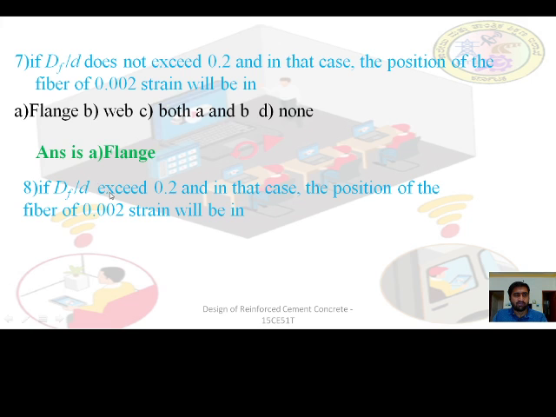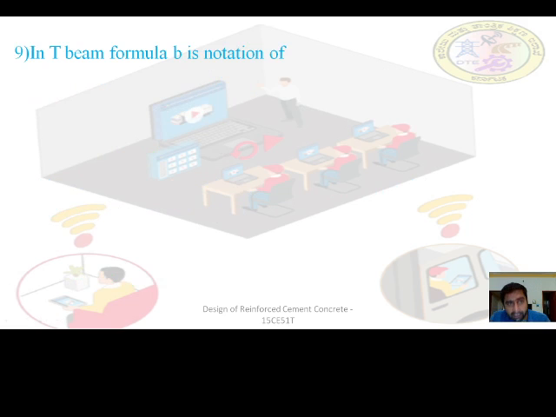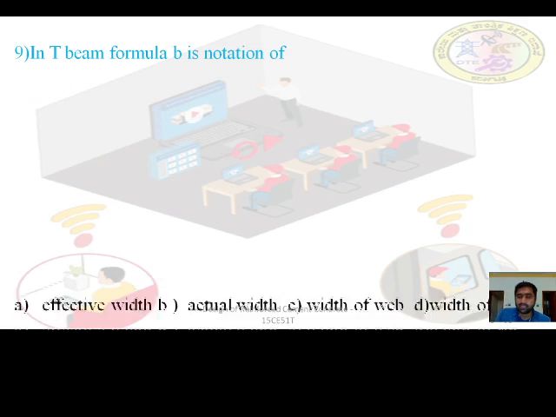So if Df by D exceeds 0.2, in that case the position of the fiber of 0.002 strain will be in web, I have written. So please recheck the answer for this one. I leave it to you guys.